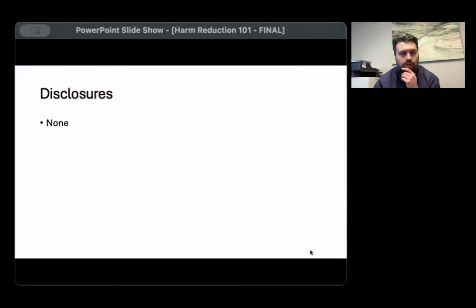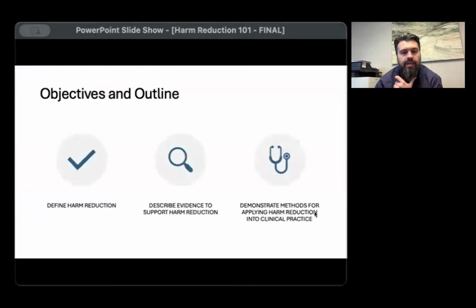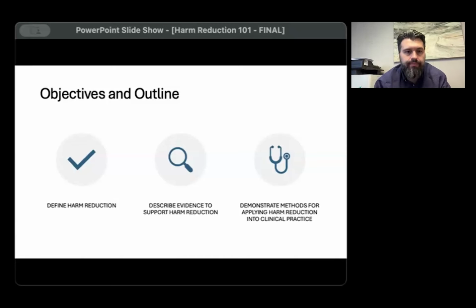I don't have any disclosures today other than what we mentioned already. So we have 3 learning objectives today. The first is to define harm reduction, including the principles of harm reduction, and then briefly review the evidence that supports harm reduction as well. And then lastly, demonstrate how you, as the MOUD provider, can apply harm reduction practically into your practice.